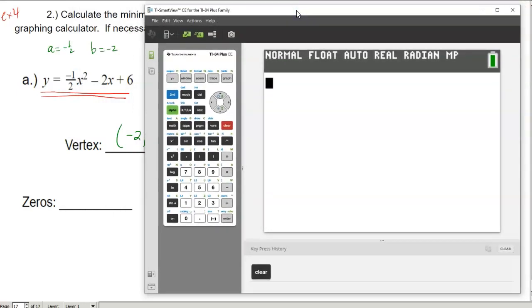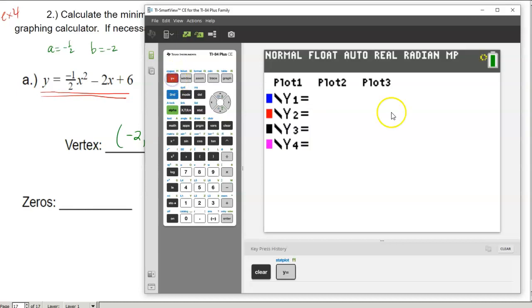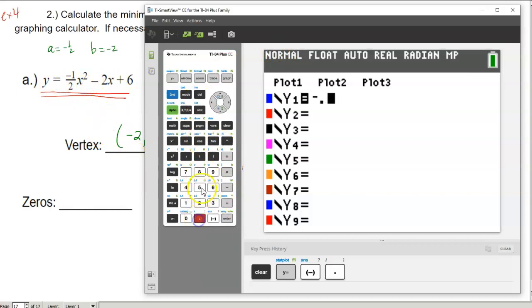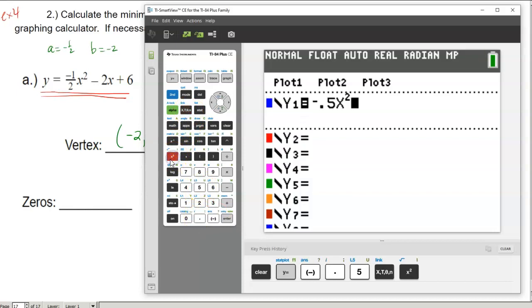If you don't have one in front of you, but you have Desmos or something like that, that would be the next best thing, just plugging it into Desmos. But if you have the graphing calculator, you're going to go into y equals, just as in the previous chapters, and you can plug in the function that we're working with. So I have negative 0.5 x squared minus 2x plus 6.